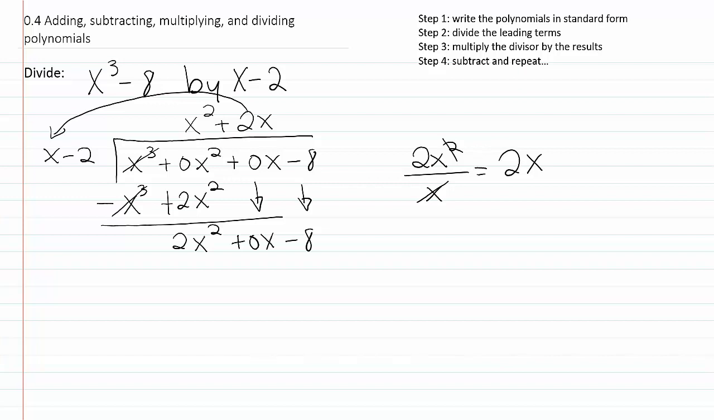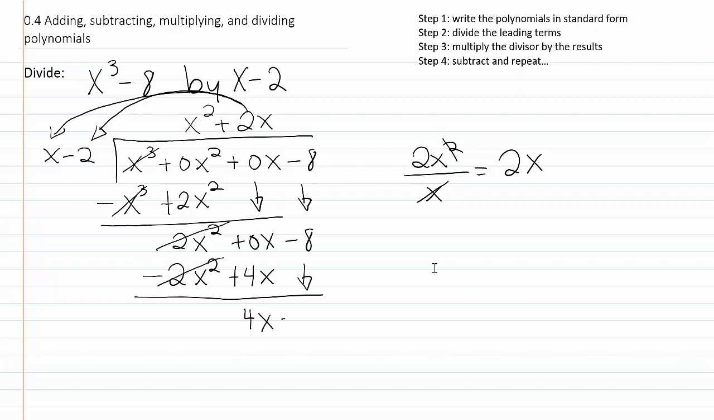We'll get 2x times x, which gives you 2x squared, and then 2x times negative 2, which is going to give you negative 4x. We draw our line and change our signs, and we end up having the positive 2x squared cancel out with the negative 2x squared, and we'll have 4x. Carry down the negative 8. And so we have 4x minus 8.